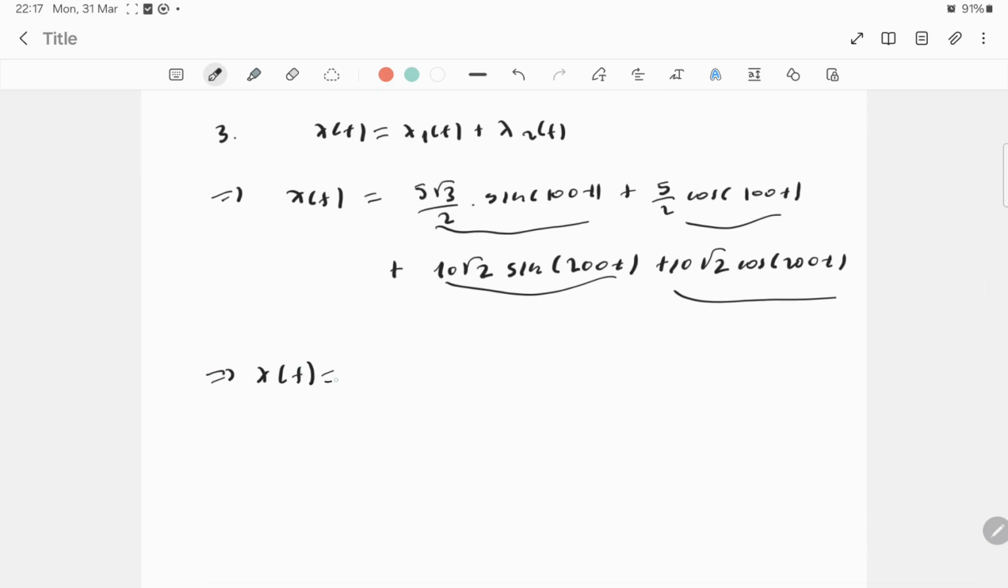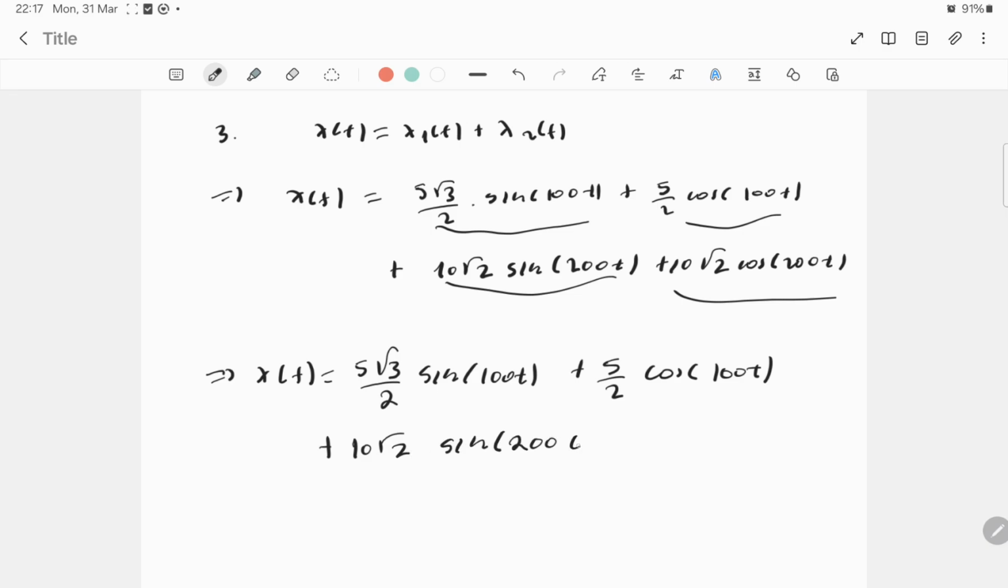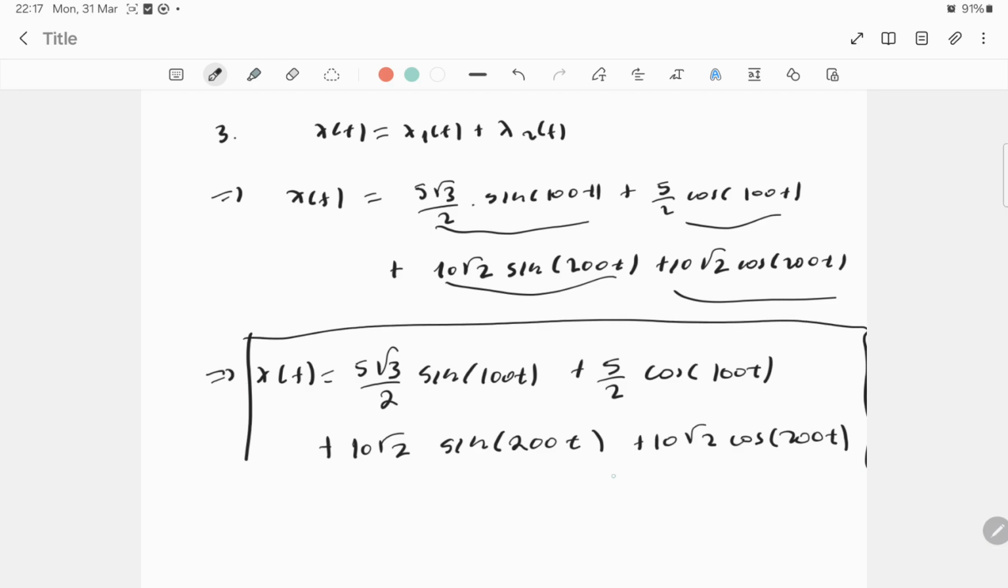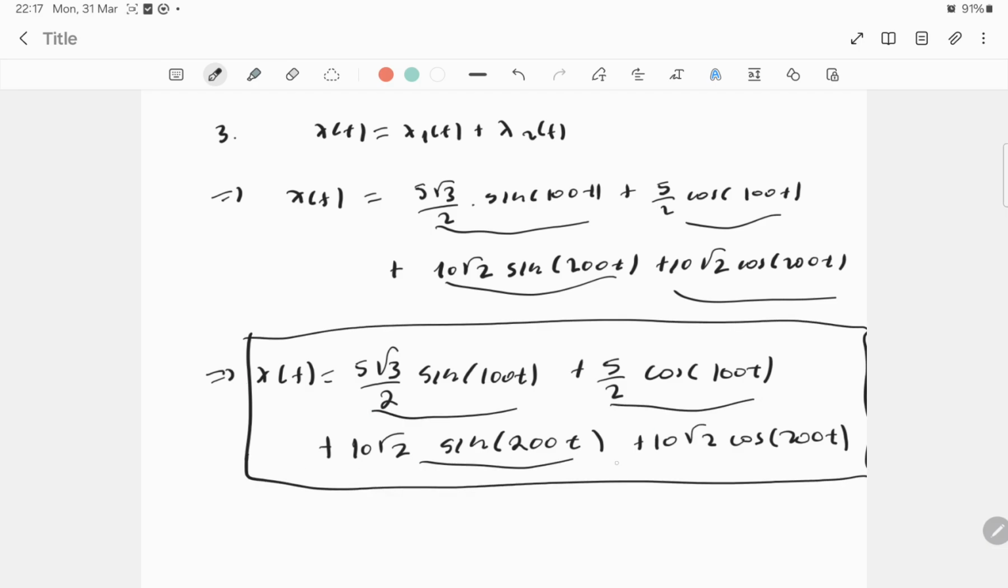I can rewrite it more clearly: 5 square root of 3 over 2 sine 100t plus 5 over 2 cos 100t plus 10 square root of 2 sine 200t plus 10 square root of 2 cos 200t. And that is my final answer. I have 4 component waves, 1, 2, 3, 4.